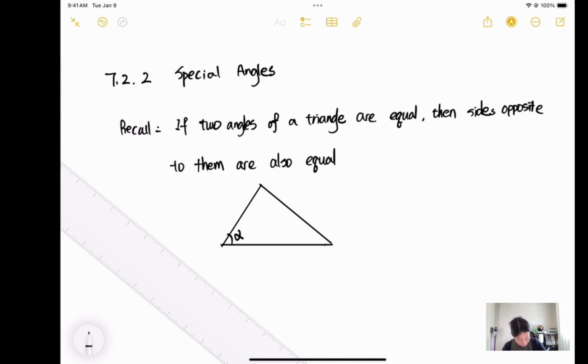This angle is alpha, the opposite side, let's say, is A. This angle is beta, the opposite side is B. If the angle alpha is equal to the angle beta, then the side A is equal to the side B. This is true for all triangles.